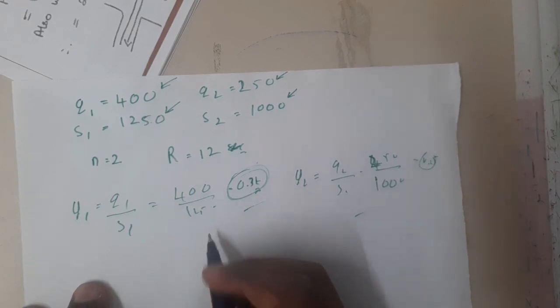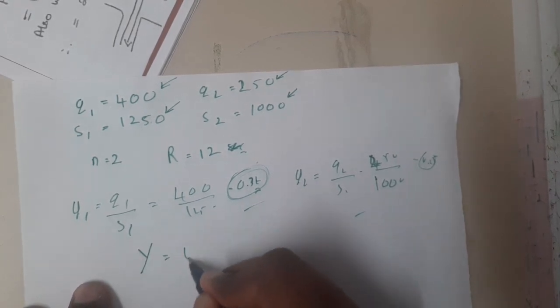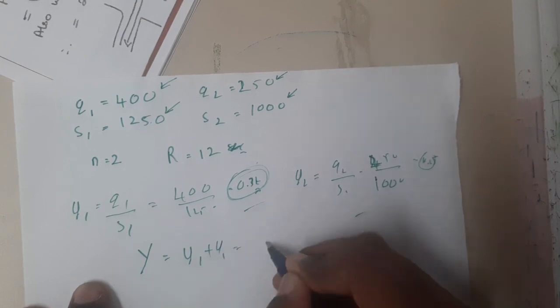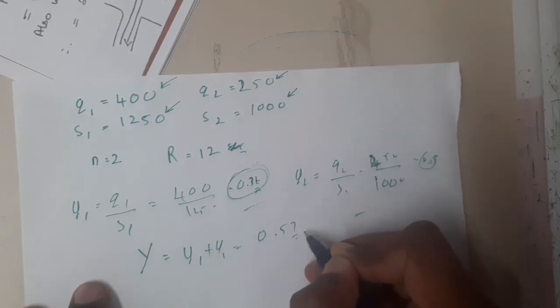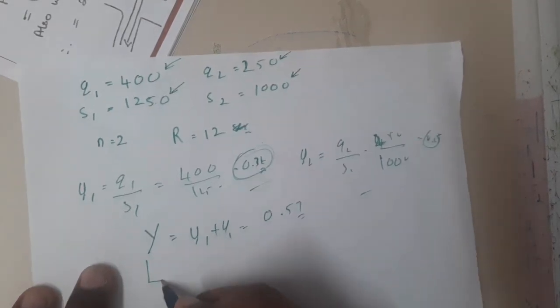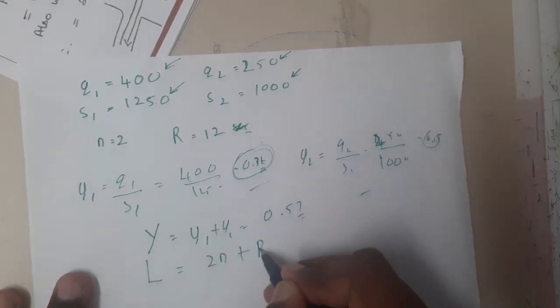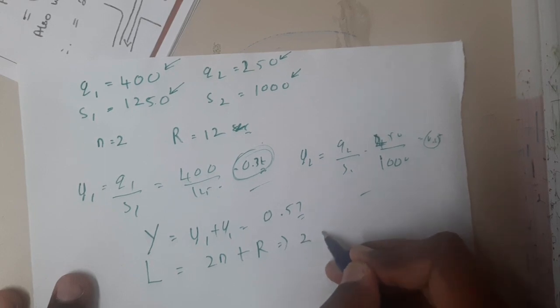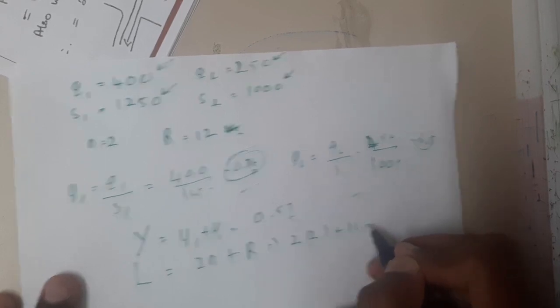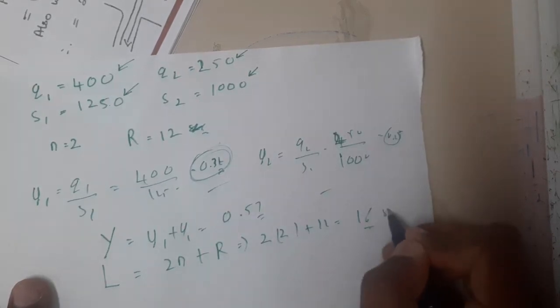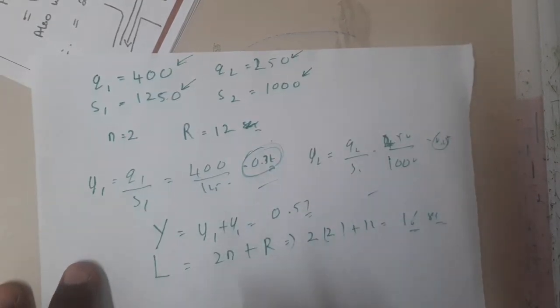With the help of y1 and y2, you can calculate the capital Y. So y1 plus y2 is equal to 0.57. Similarly, we can calculate the value of L also. So L is equal to 2n plus r. We already have the value of n as 2 and r as 12. That is nothing but 16 seconds. So now we have the value of L also.